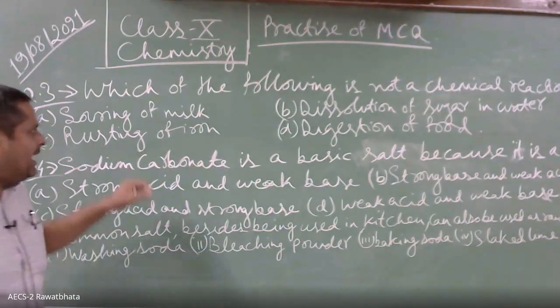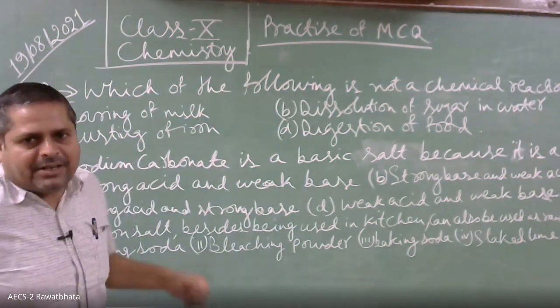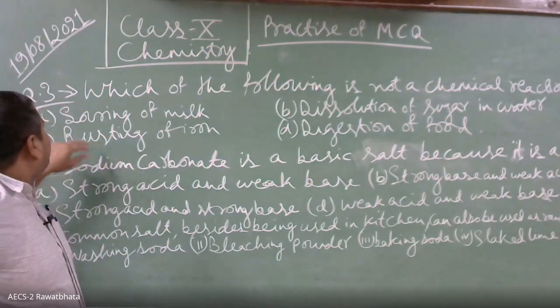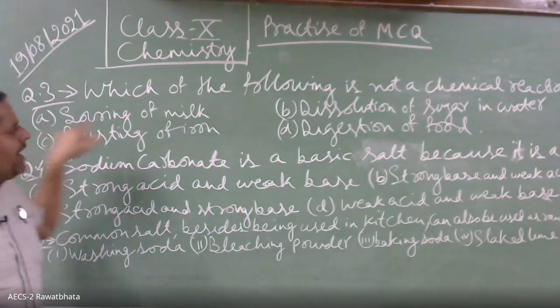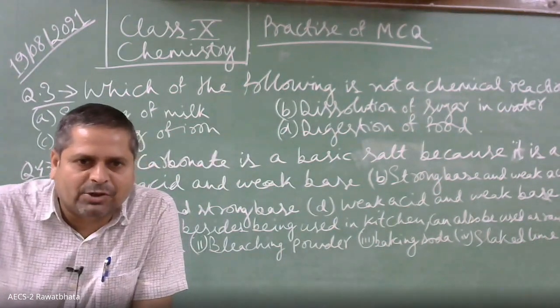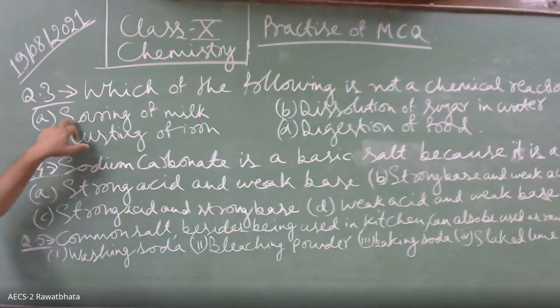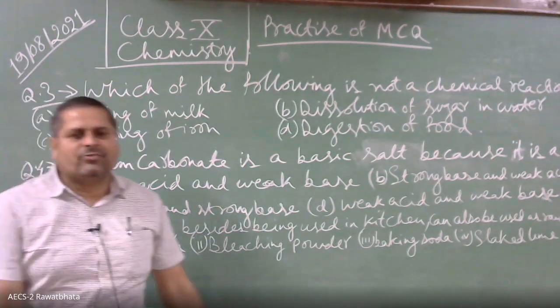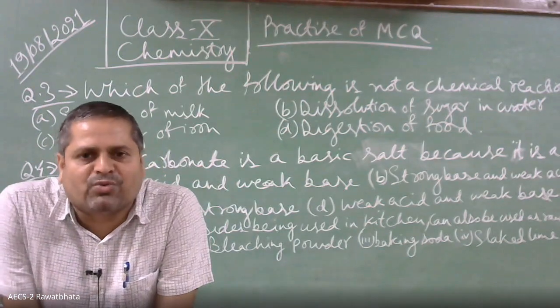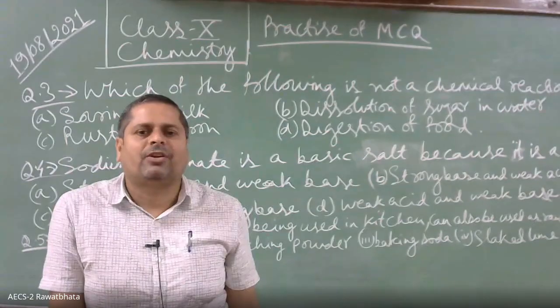Please, Sadhana, listen. That means you are saying that options A, C, and D are chemical changes. Do you mean that? Yes, sir. So, souring of milk is a chemical change. Why? Because it forms an acid curd which can be transferred again into milk.